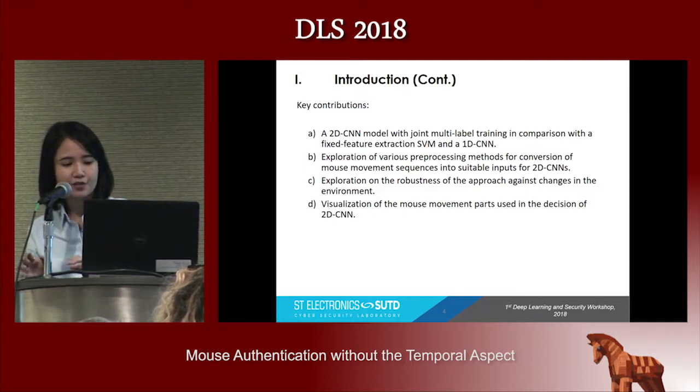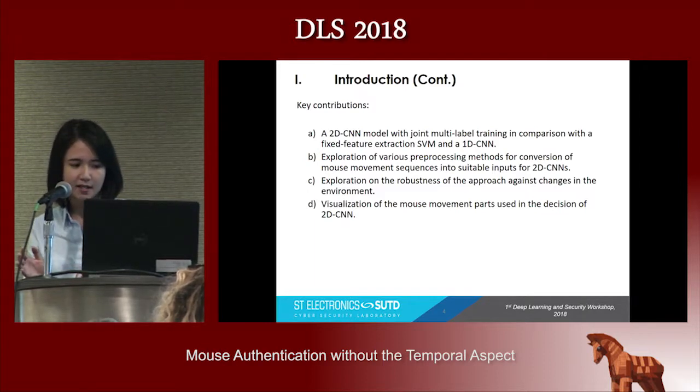Our third contribution is that we also explored the robustness of our proposed 2D CNN method against changes in the environment. And finally, we visualize what parts of the mouse curve are actually used or have contributed to the final decision of the network.